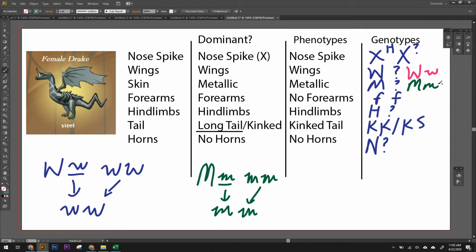So you use similar logic and use this test cross method to figure out what your female drake's genotypes are, and then come back and we will finish up with exam 2.